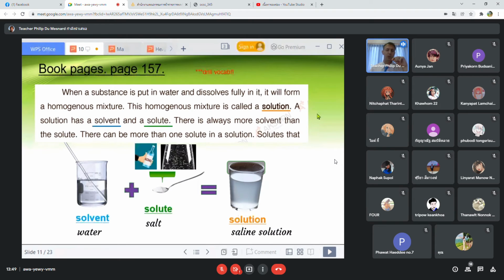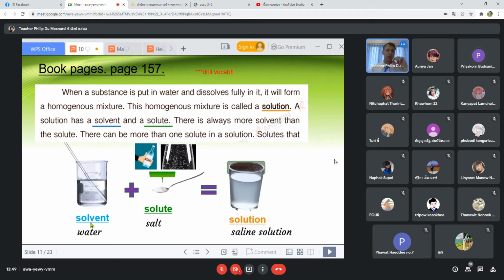Okay, so if I say oxygen, what is oxygen? Solvent, solute, or solution? No. Oxygen is a solute. What about CO2 gas? Also solute. And water? Solvent. Good job.